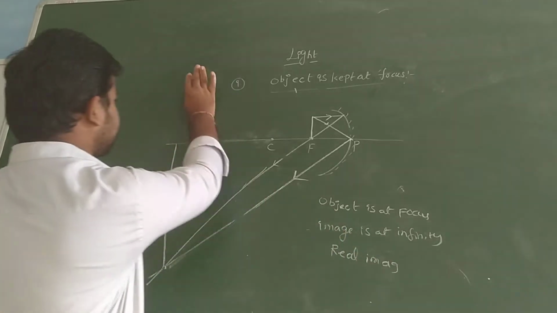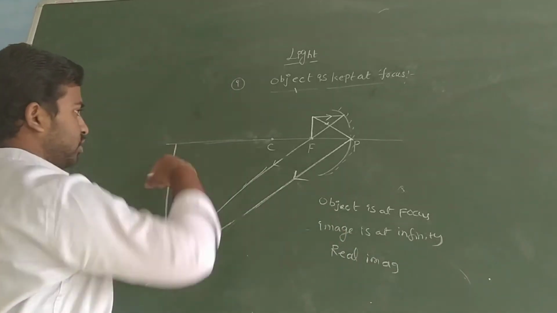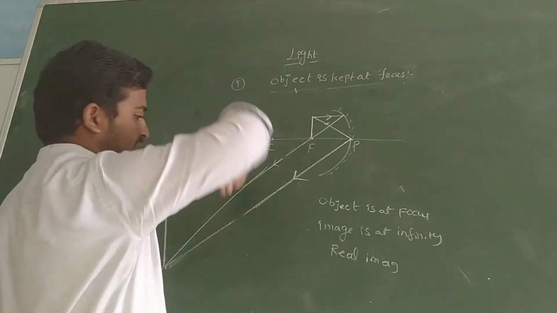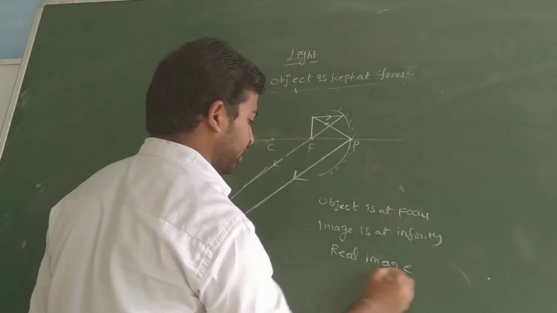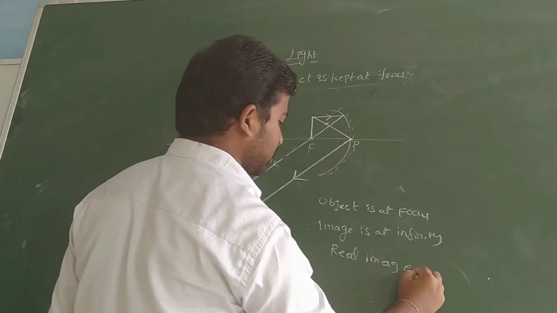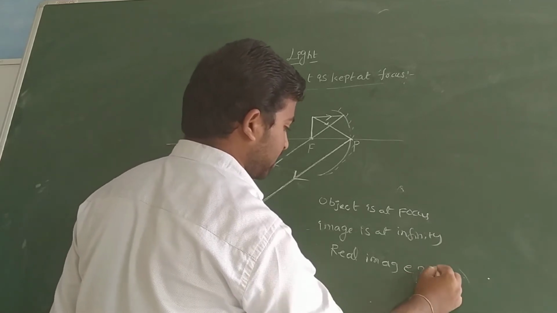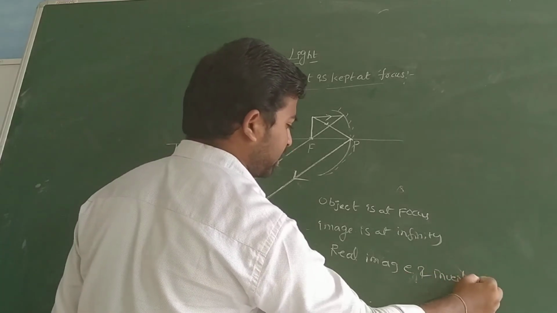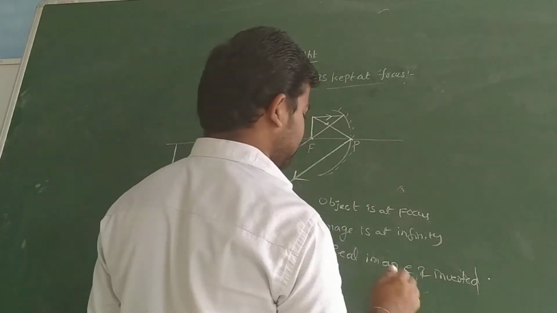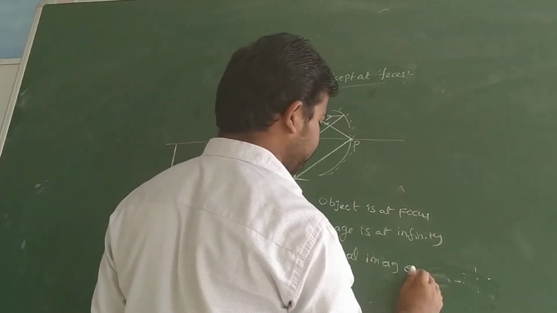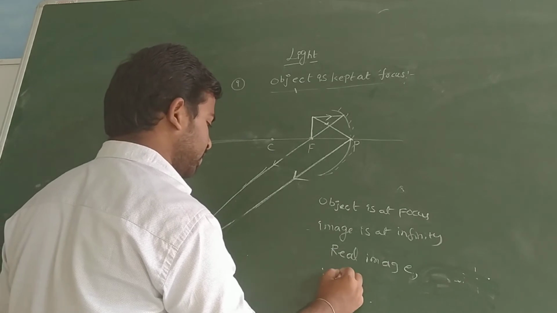It is not like this, it is like this, so it is an inverted image. Actually the object is like this, but the image will be like this. Then it is an inverted image. Real image and inverted image also. Real and inverted image you can write.